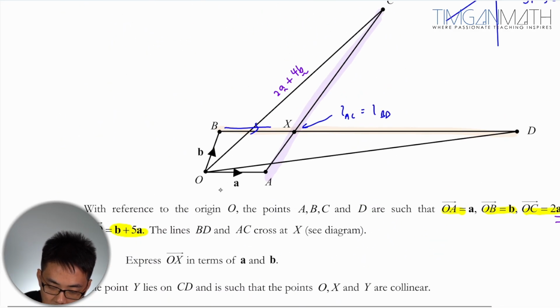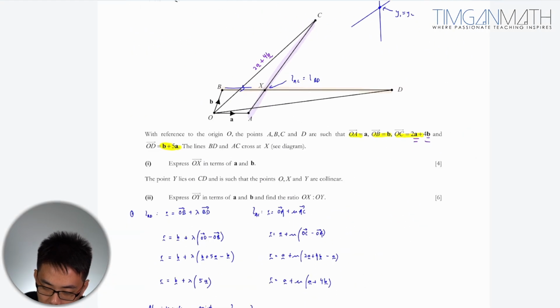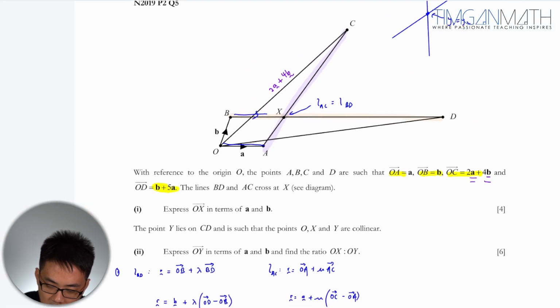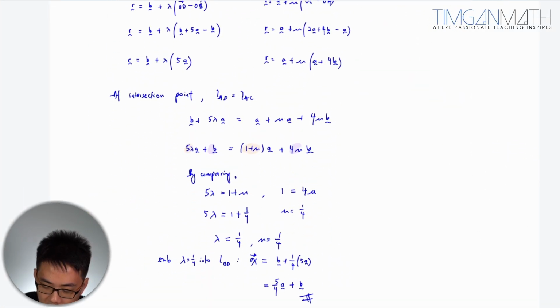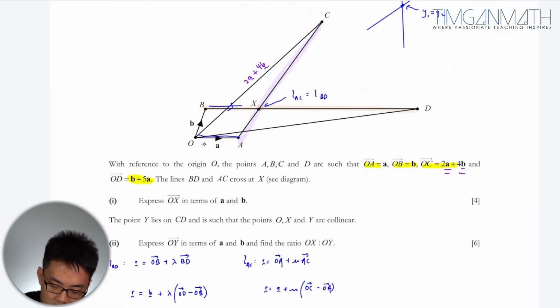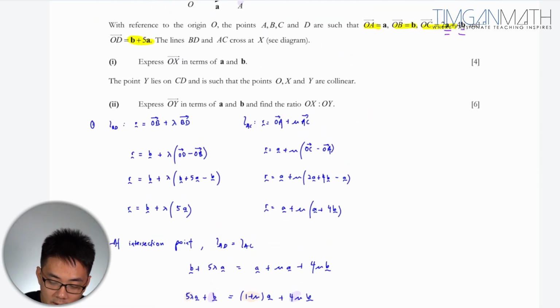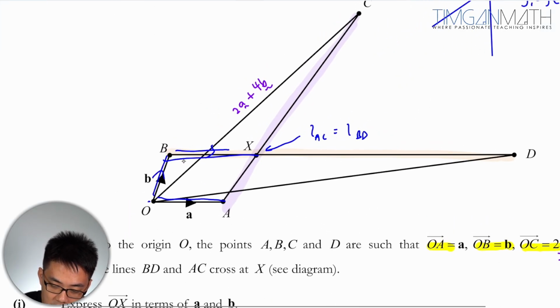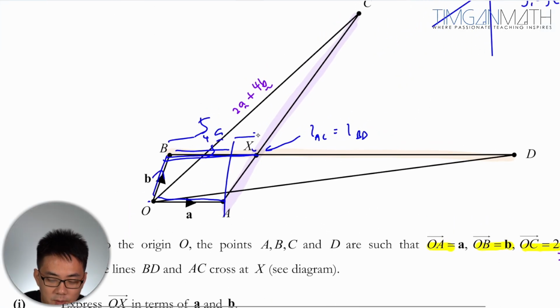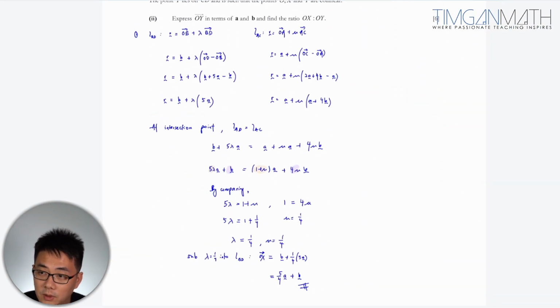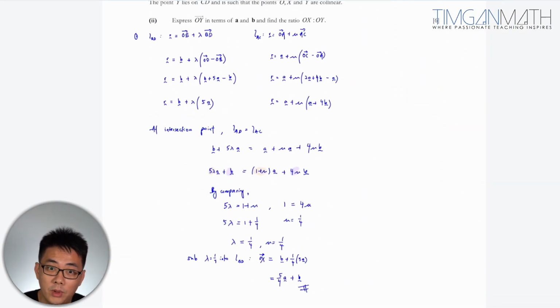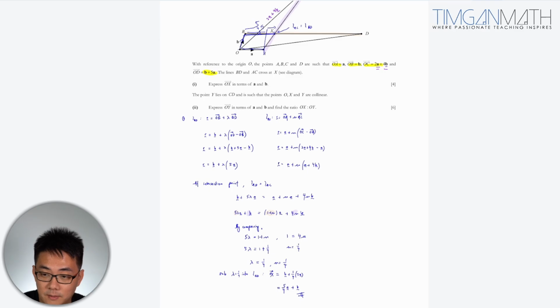OX is 5/4B plus A. It seems like it. 5/4A plus B. Okay, so B is here. So this is about 5/4 times A, which makes sense. Okay, so that's how we do the first part here. Always check whether your answer makes sense.